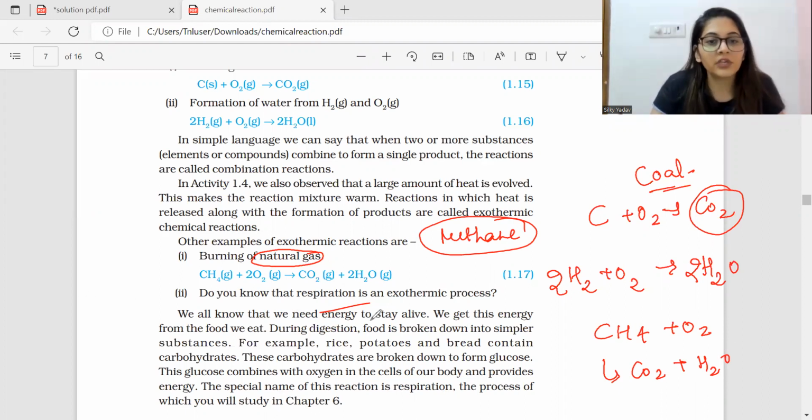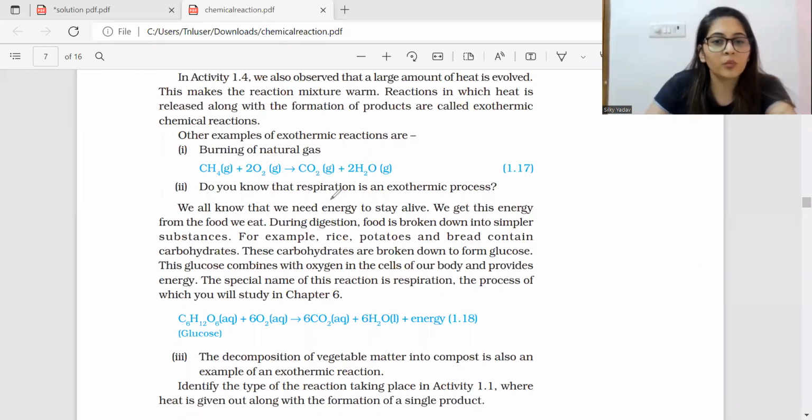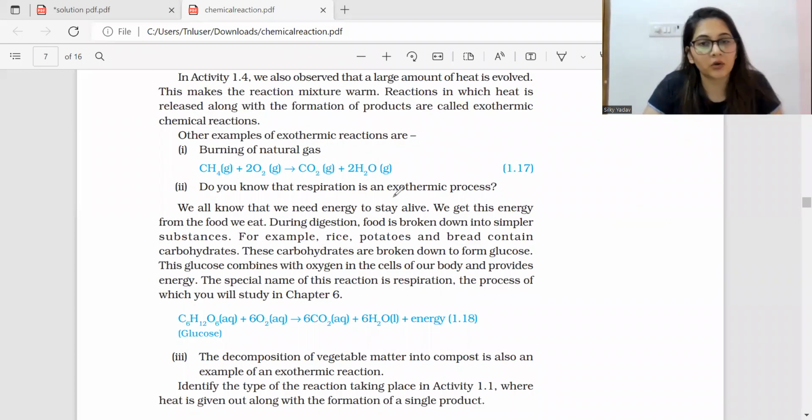So we all know that we need energy to stay alive. We get this energy from the food that we are eating. And during digestion, food is broken down. Now we are breaking down the substance into simpler substances. For example, rice, potatoes, and bread contain carbohydrate. These carbohydrates are broken down to glucose. This glucose combines with the oxygen in the cells of our body to produce energy. This special type of reaction you all know is this, right?